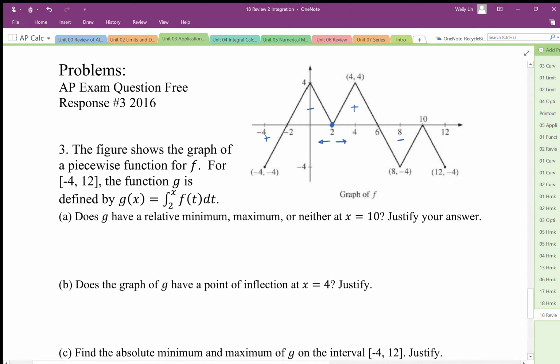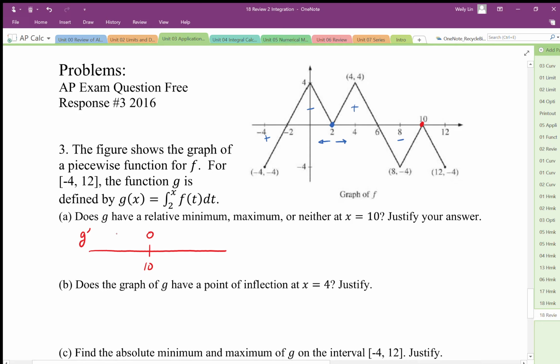And it says here, does g have a relative minimum, maximum, or neither at x equals 10? Okay, so what's happening? The f value is equal to 0. So that's possibly a max or a min. But to do that, we really should test the slopes. So at x equals 10, we have a slope of 0. So that's our f prime, or we'll call it g prime. Okay, so our g prime value is equal to 0. So that's what we're going to look for. We're going to look for where g prime is equal to 0.